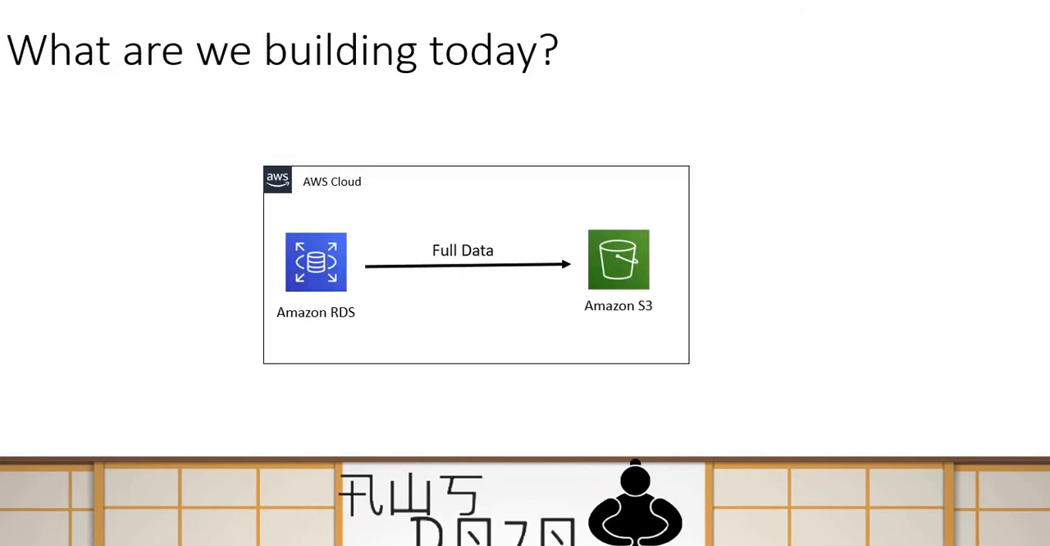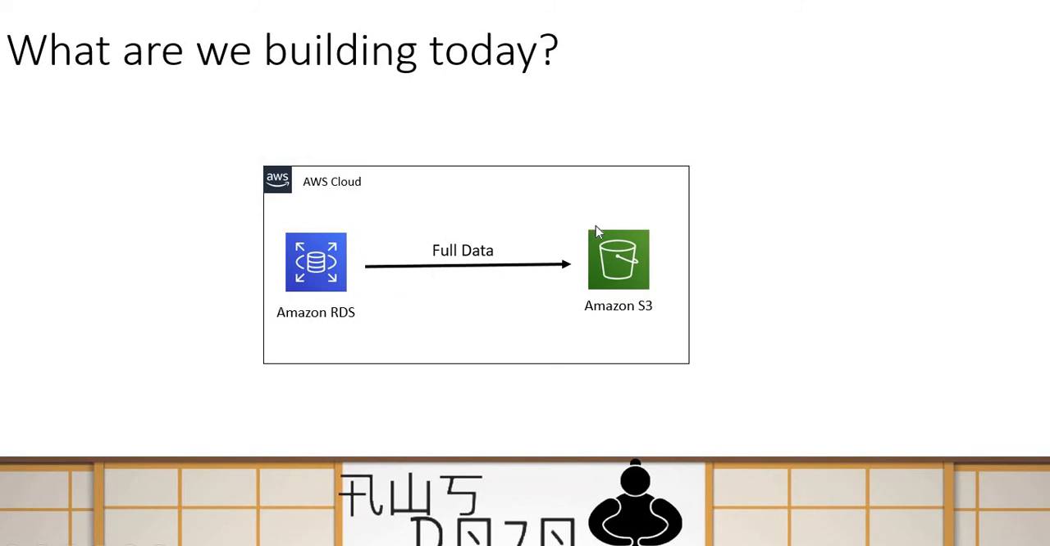So what we are going to build today, just to understand this whole thing: we are going to create a Relational Database Service, RDS, in Amazon, and then we will create an S3 bucket, and then we are going to configure a full data dump. As simple as that.